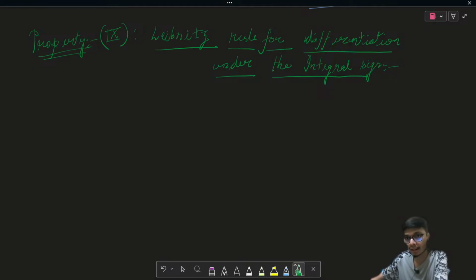So what do you mean by differentiation under the integral sign? Let's try to analyze. In this particular session, I'm going to restrict myself to only one variable functions, right? I'm not going to take the case of multiple dimension functions because they are too difficult to analyze in the scope of this class, right? So let's say I have a simple function.